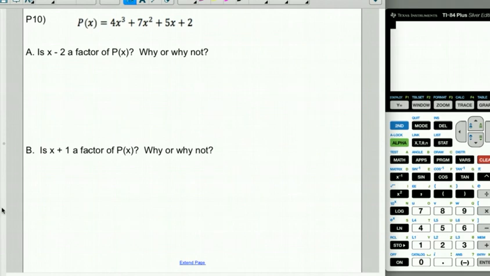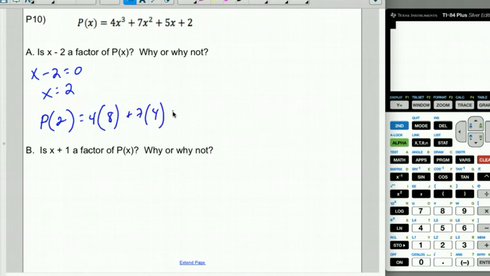All right, so let's look at the next problem. p of x equals 4x cubed plus 7x squared plus 5x plus 2. Same deal, but two different factors, right? So if x minus 2 is a factor of p of x, then x equals 2 should give me a 0. So let's go ahead and plug in p of 2, right? I'm going to get 4 times 8 plus 7 times 4, because that's the 2 squared, right? Plus 5 times 2 plus 2.